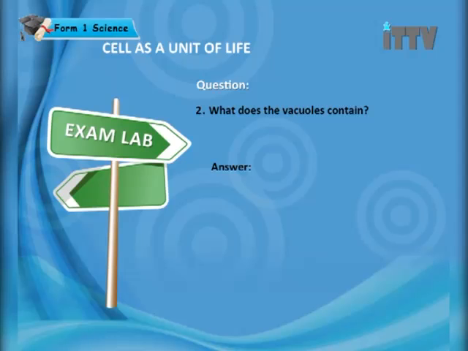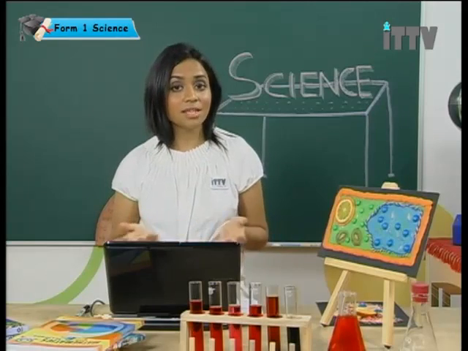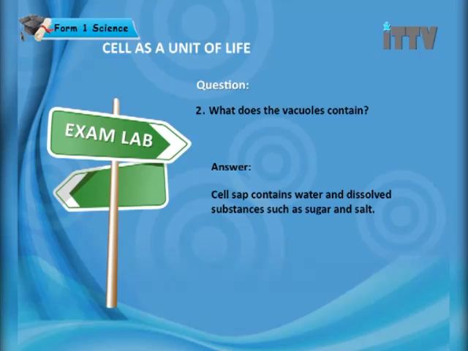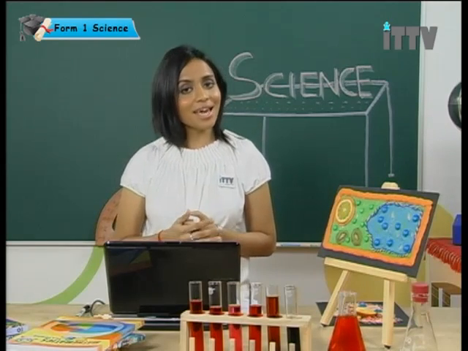What does the vacuole contain? Now what is the vacuole? Vacuole is big in the plant cells. It's small in the animal cell. So what's the function of the vacuole? Let's see. The answer is cell sap contains water and dissolved substances such as sugar and salt. So cell sap here means vacuole. They actually have got water and dissolved substance which is sugar and salt.